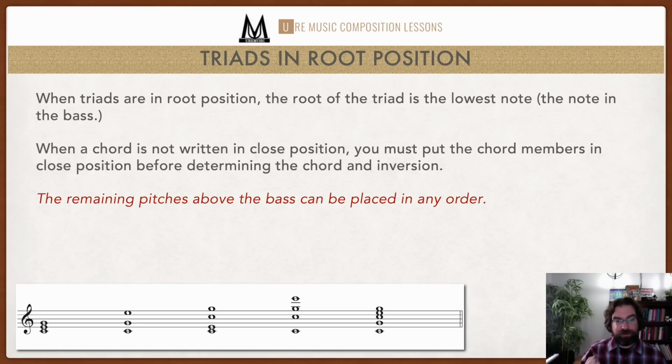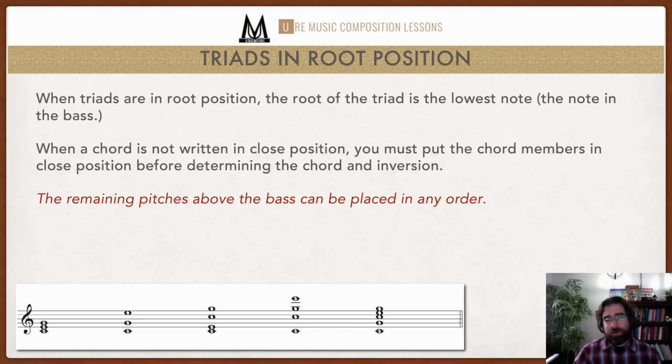What we use to determine the position or the inversion is the lowest note in the piece. So if you have a massive orchestra piece, the lowest note in the piece is going to determine the position of the triad. So hopefully that's pretty clear.